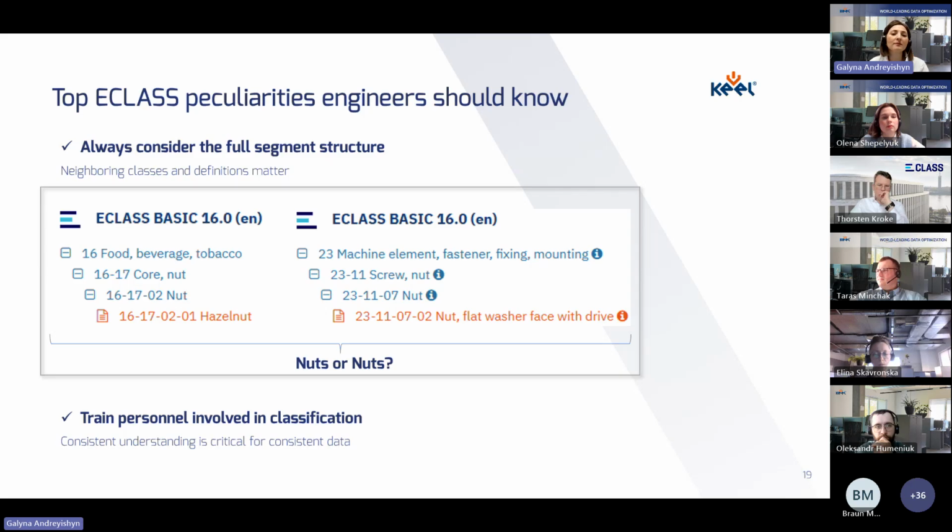It is also advisable to predefine the relevant segment for your classification project. Some segments may simply be irrelevant to businesses. For example, if your business operates within segment 46, clothing and textile, you should not use classes from segment 34, medical devices.